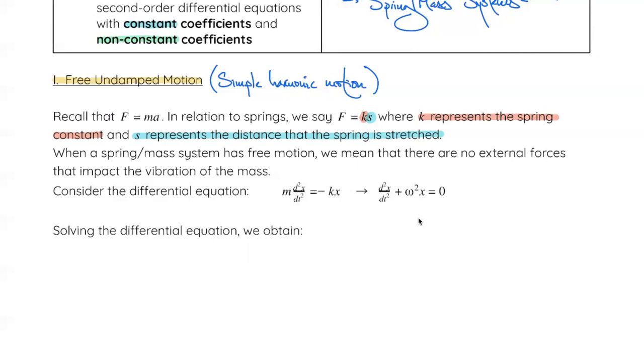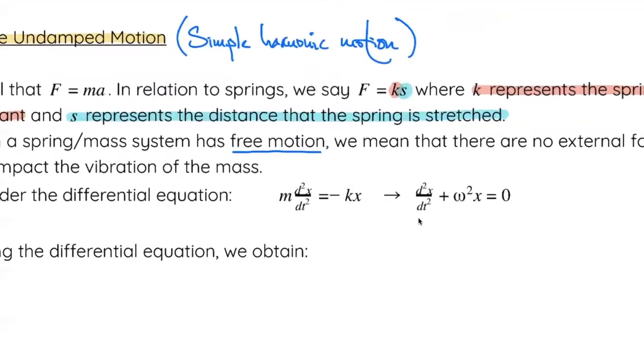Now, when we have free motion, this idea of free motion means that there's nothing outside of the spring and the mass that impacts the motion of the mass. It's literally like you took it and put it in a bubble. And so we're going to consider the following differential equation.